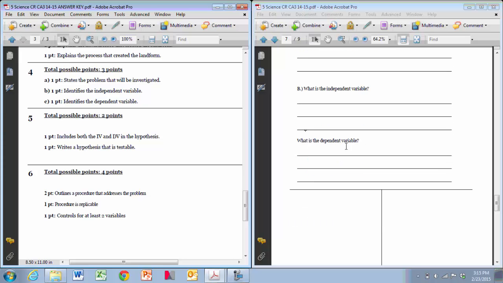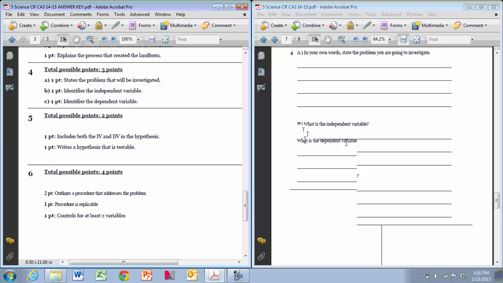And then for this last part down here, what is the dependent variable? They should note how fast the ice melts or the time it takes the ice to melt, and that will get them 1 point also.